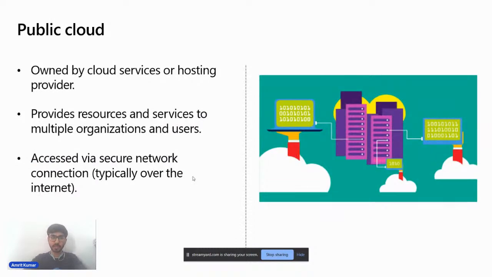Let's talk about what a public cloud is. A public cloud is owned by cloud services or hosting providers, which provide resources and services to multiple organizations and users. It can be accessed via a secure network connection, typically over the internet, of course. Azure is a public cloud, but its services can be used by multiple companies. It's not focused on a single company or network. So this is what a public cloud is.